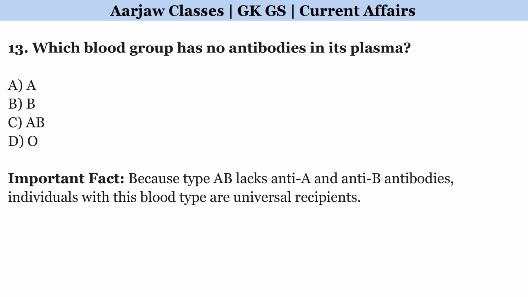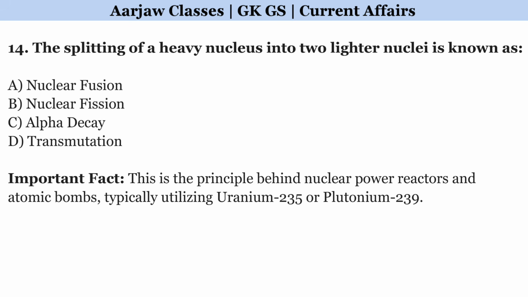Which blood group has no antibodies in its plasma? Correct option is C. AB. The splitting of a heavy nucleus into two lighter nuclei is known as. Correct option is B. Nuclear fission.